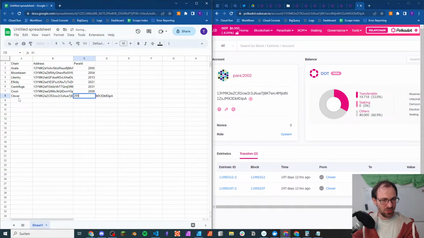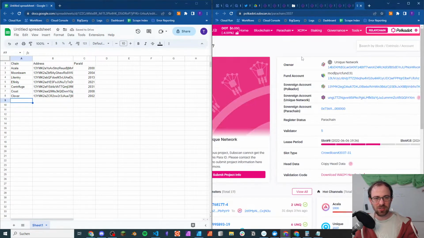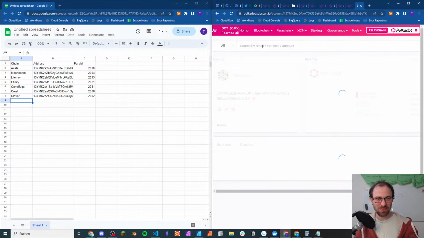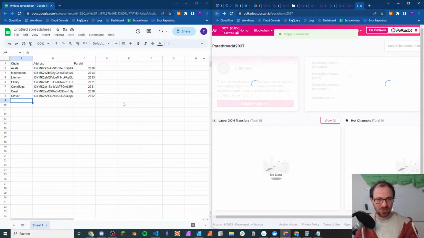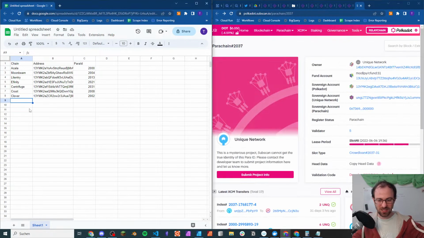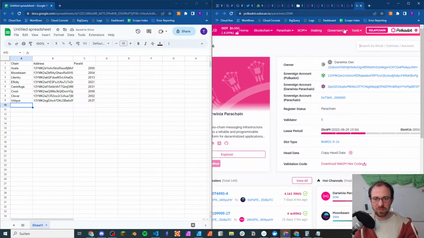I'm just glad we're doing Polkadot today because it has far fewer parachains that are active in XCM than we have in Kusama. 2037, and this is unique, 2037. And you see we're almost done. We have 4 more to go, or 5 more to go.